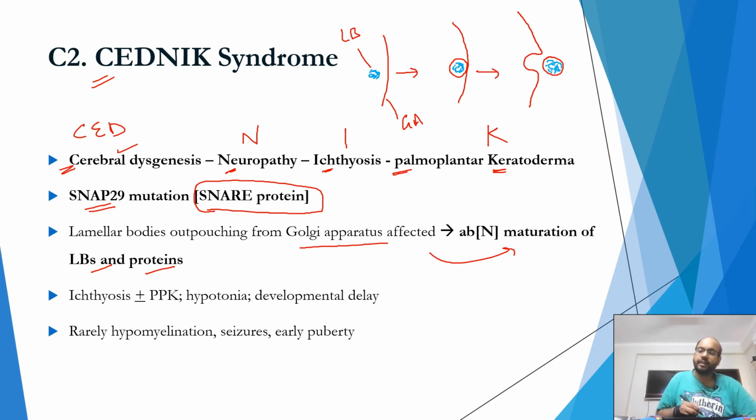So in the first disorder, Kidd syndrome, the mutation was in connexin. In the second disorder, CEDNIK syndrome, you have a mutation affecting lamellar body outpouching. Clinically, it presents as ichthyosis with or without palmoplantar keratoderma. The neurosymptoms of cerebral dysgenesis are hypotonia and developmental delay. Rarely, hypomyelination, seizures, and early puberty are also seen. Let's move forward.